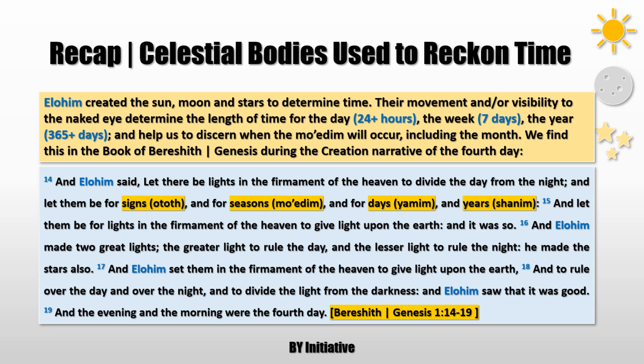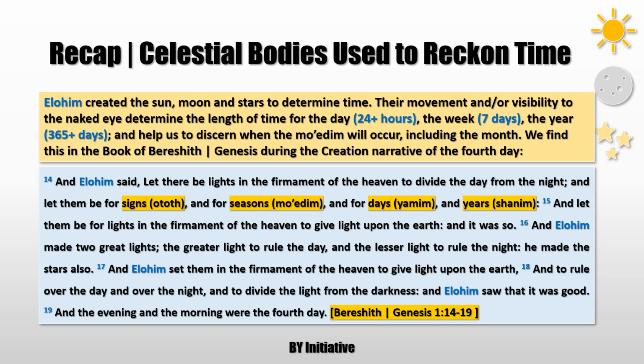And it was so. And Elohim made 2 great lights, the greater light to rule the day, and the lesser light to rule the night. He made the stars also. And Elohim set them in the firmament of the heaven to give light upon the earth, and to rule over the day and over the night, and to divide the light from the darkness. And Elohim saw that it was good. And the evening and the morning were the 4th day.